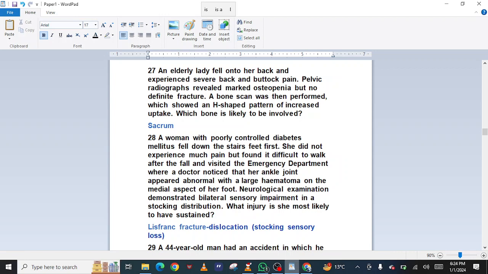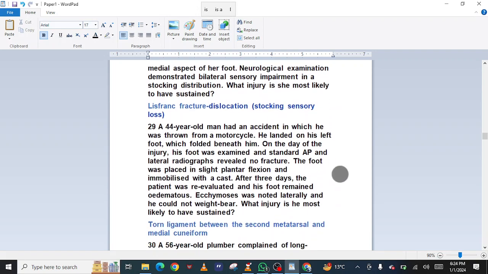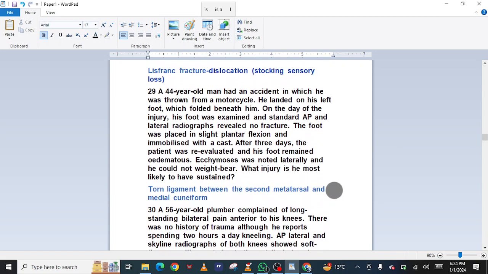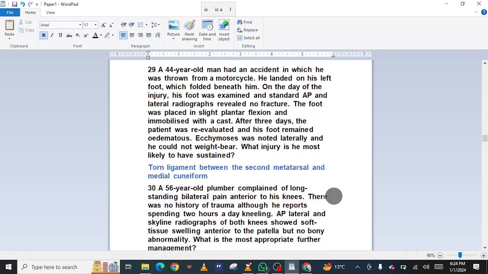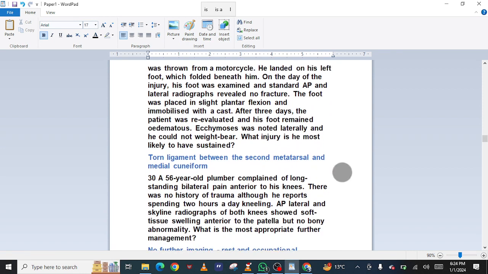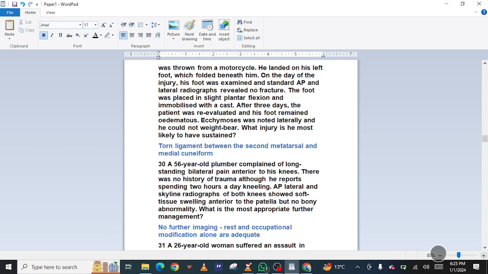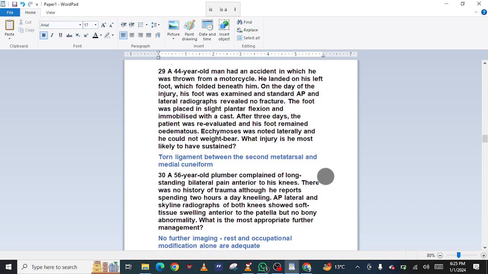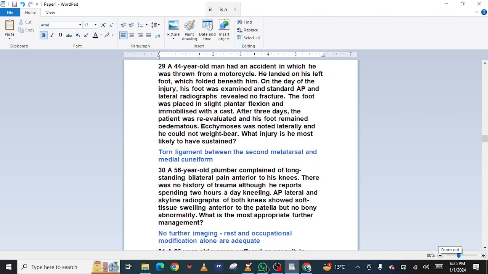What injury is she most likely to have sustained? Lisfranc fracture dislocation. 29. A 44-year-old man had an accident in which he was thrown from a motorcycle. He landed on his left foot, which folded beneath him. On the day of the injury, his foot was examined and standard AP and lateral radiographs revealed no fracture. The foot was placed in slight plantar flexion and immobilized with a cast.